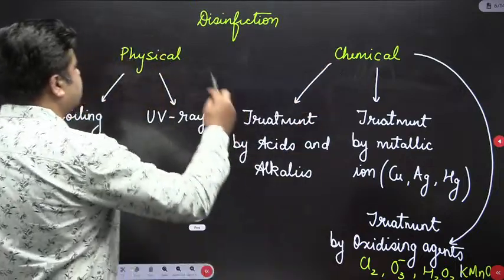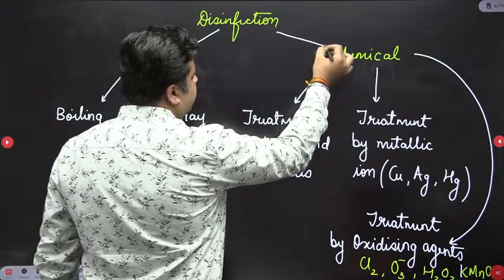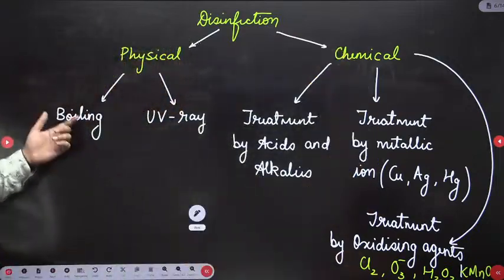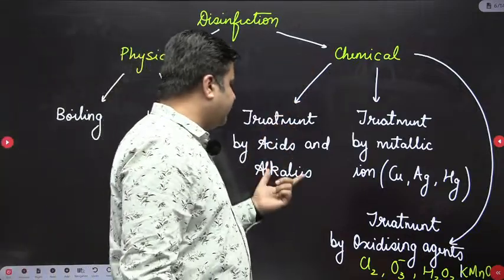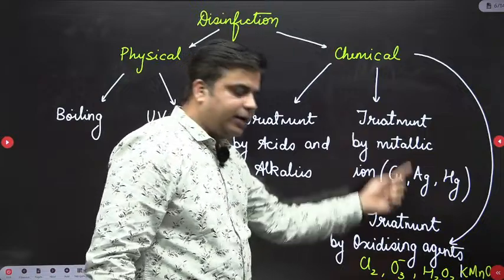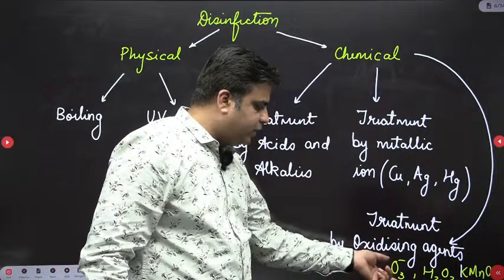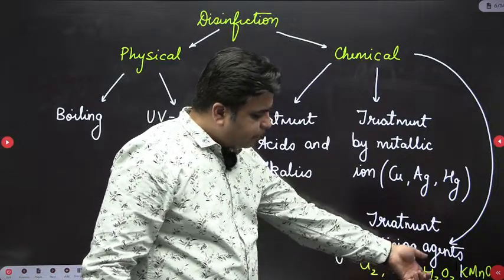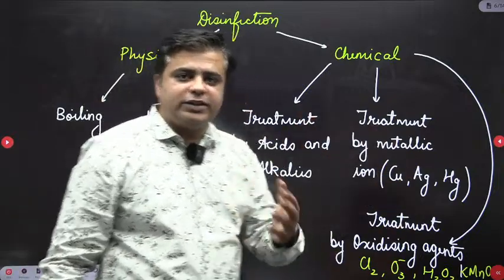So for disinfection, there are basically two methods: the physical method and the chemical method. In the physical method, we have boiling and UV ray treatment. In the chemical method, we have treatment by acids and alkalis, treatment by metallic ions, and treatment by oxidizing agents. Oxidizing agents include chlorine, ozone, then peroxide, then KMnO4. So all these are the methods of disinfection.